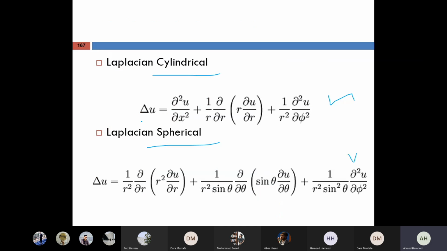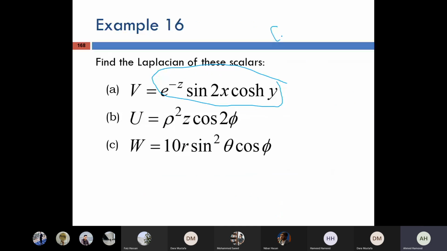For example, this one is x, so you have cosine 2x multiplying by 2, then you have e to the power of negative z cosh y. So this is for number 1. This is the first differentiation. Second differentiation, you will have e to the power of negative z.